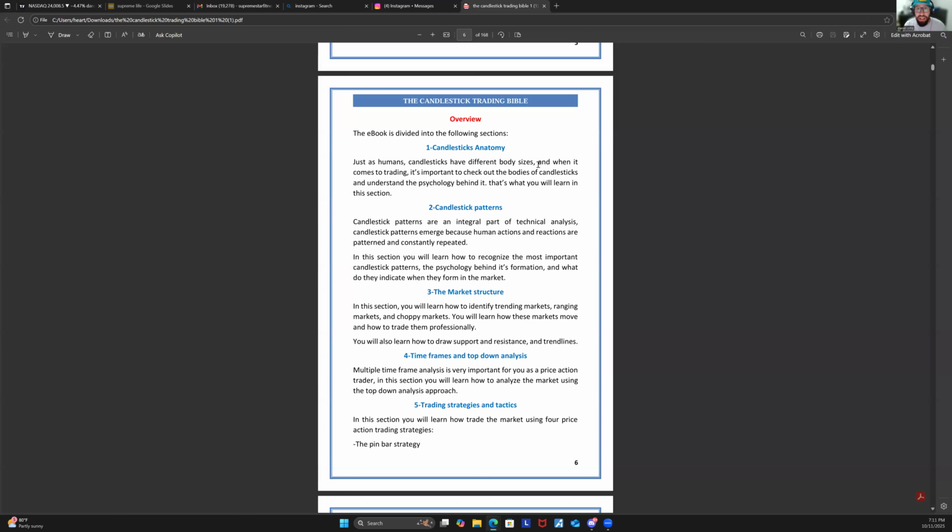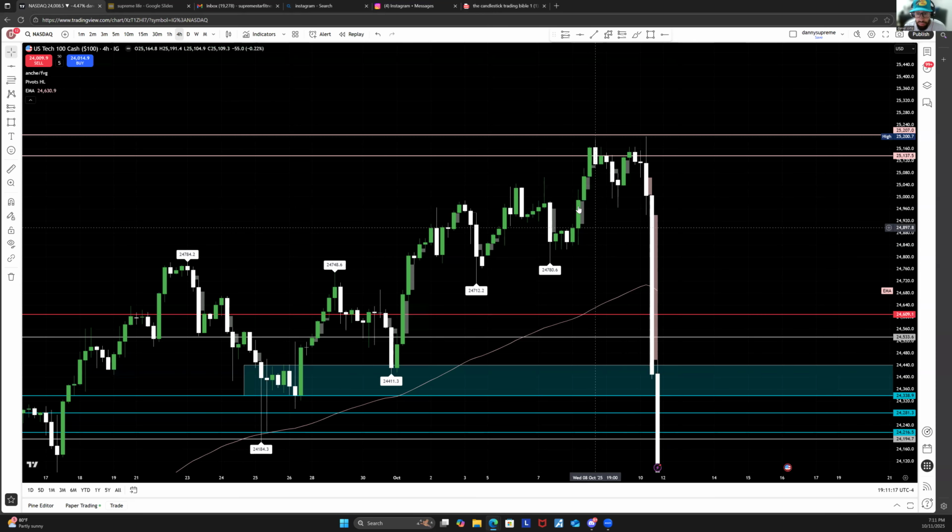Candlesticks have different body sizes. And when it comes to trading, it's important to check out the bodies of the candle. So, what does that mean? Little body candle. So these are green, these are buyers. So green signifies buyers, and white, aka the red, I just switched it to white candles, signifies sellers. So bigger bodies and little bodies, they all signify different things. Think about each candlestick telling you a story. Watch. This is a clear example.